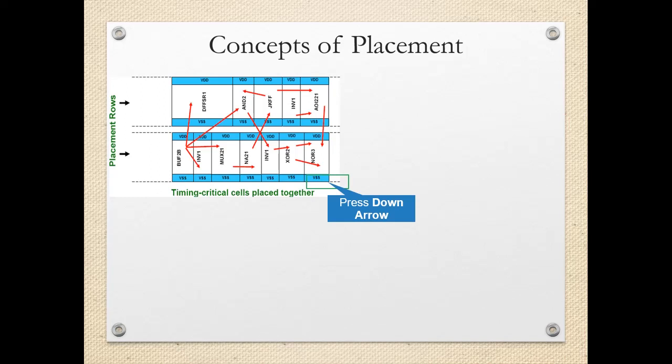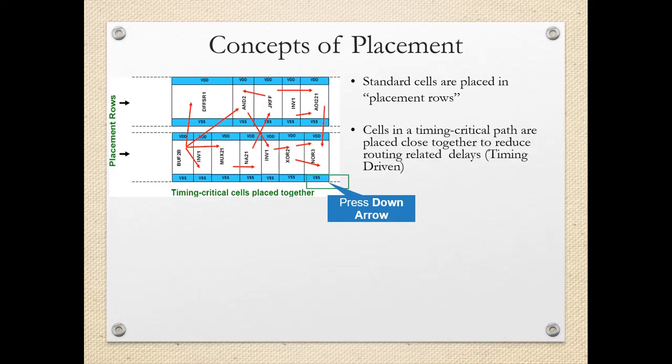then there is a small gap and then we have VDD, again another blocks like buffer, inverter, multiplexer, and then again a VSS line. Likewise the cells are placed in a row, just like the bricks in the house building process. The standard cells are placed in the placement rows, and cells in the timing critical path are placed close together to reduce the routing delay. That is the timing, because it is a timing driven process.